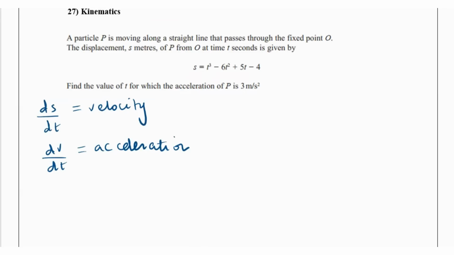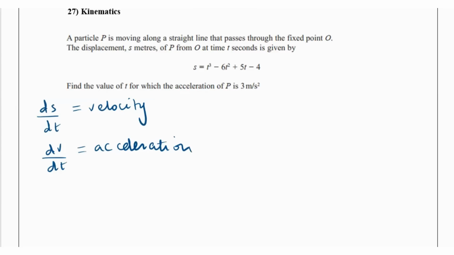When you differentiate a displacement function, differentiation means that you're trying to find the gradient, the rate of change of y with respect to the rate of change of x of that equation. So the gradient of displacement is velocity and the gradient of velocity is acceleration. So that's why ds over dt is velocity and dv over dt is acceleration.